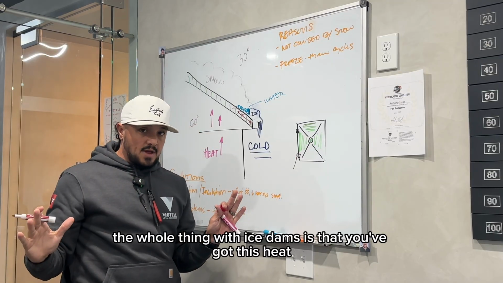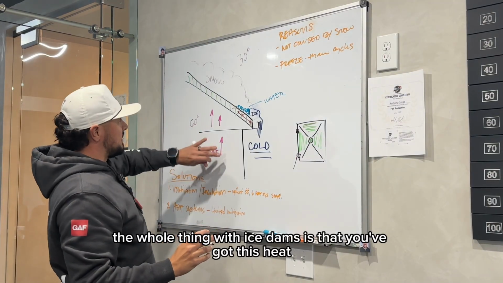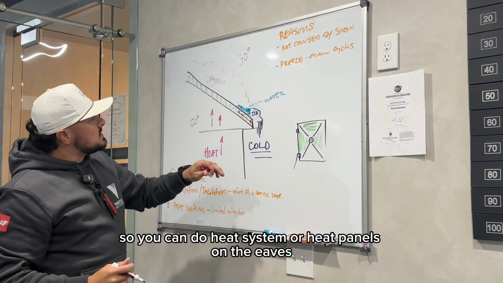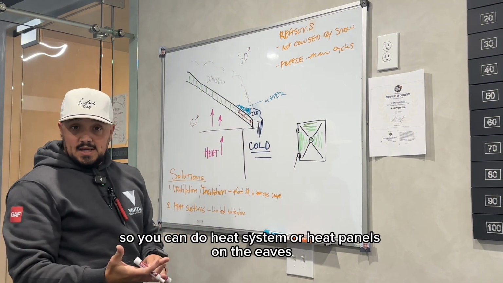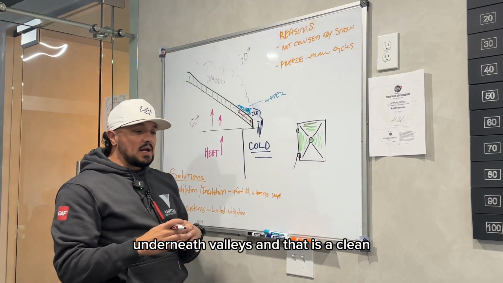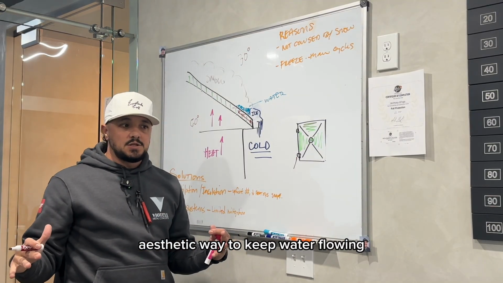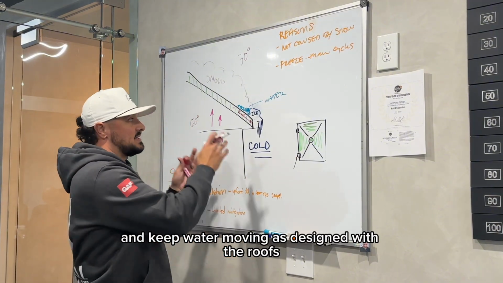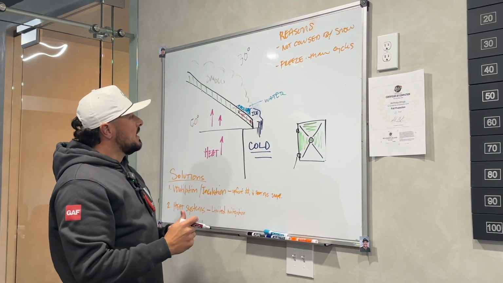The whole thing with ice dams is that you've got this heat and then the temperature change over here, right? So you can do a heat system or heat panels on the eaves and underneath valleys, and that is a clean, aesthetic way to keep water flowing and keep water moving as designed with the roofs.